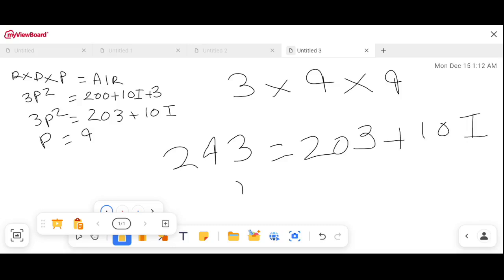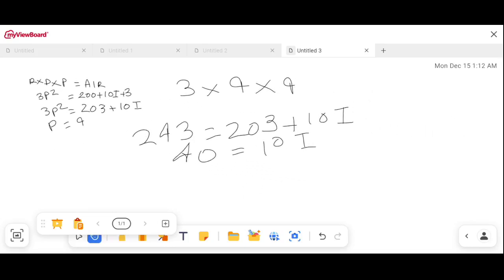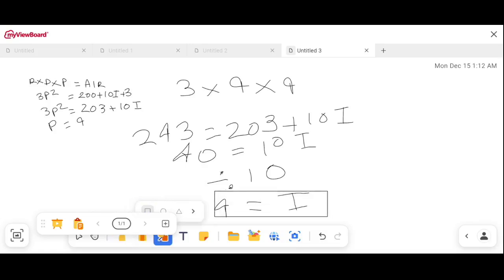Now it will become 40 equals 10i. And now we are dividing both sides by 10, and we get i equals 4. Okay, that's i equals 4. Gonna box this up.